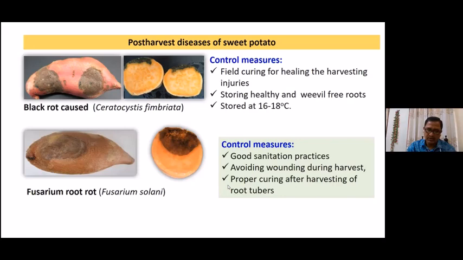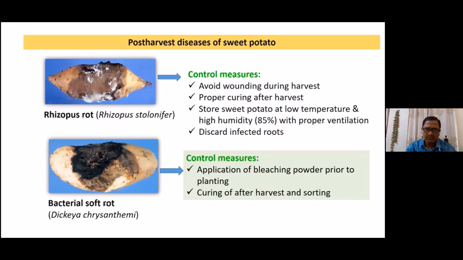So now these are the important diseases for sweet potato. And some more diseases, say Rhizopus rot, also cause severe losses in stores of sweet potato. Similarly, bacterial soft rot, like in potato, also causes severe damage. So soft rot can be controlled by avoiding wounding during harvesting and proper curing, like other diseases. And store sweet potato at low temperature and high humidity. That can help save the tubers in the stores. And discard the infected roots.